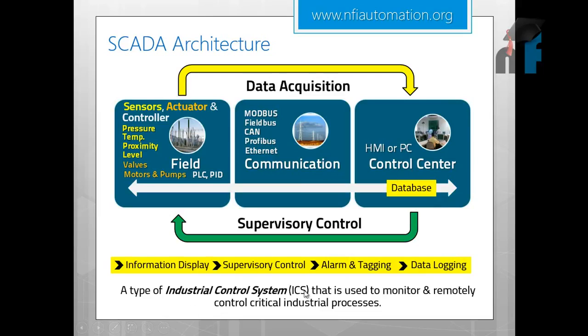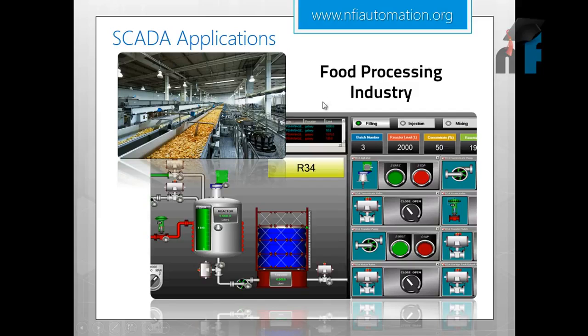It says a typical industrial control system is the one which is used to monitor and remotely control critical industrial processes. So there we need a SCADA system, in which you have some critical processes which we need to control and monitor at a larger scale. A typical application of SCADA is in the food processing industry. Here you can see food conveyor lines, and this is a typical screen in which we can control the opening and closing of a valve. You can control the temperature, the flow, and the level as well. These are the three typical processes we can control: level, flow, and temperature. This is for the food industry.